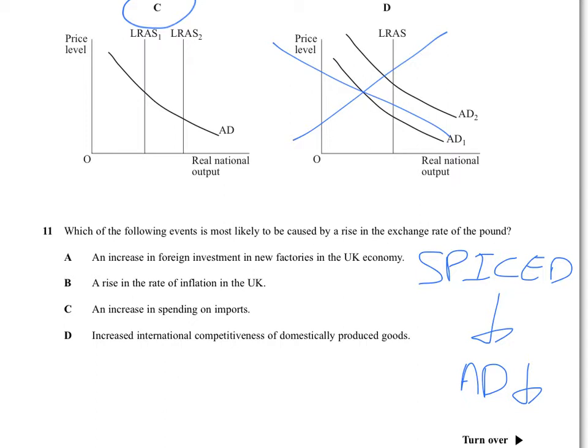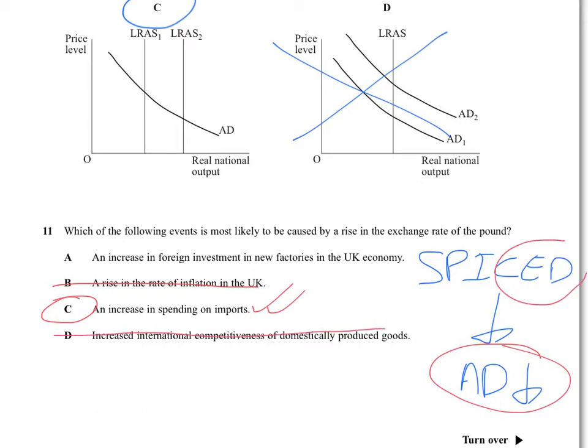A rise in the rate of inflation? No, because AD is going down, so we know it's not that. An increase in spending on imports? Yeah, because imports are cheap, so we're going to be buying them, so that's right. Increase in international competitiveness of domestically produced goods? No, we're going to be less competitive because exports are dear.